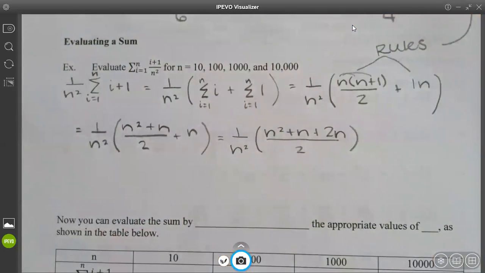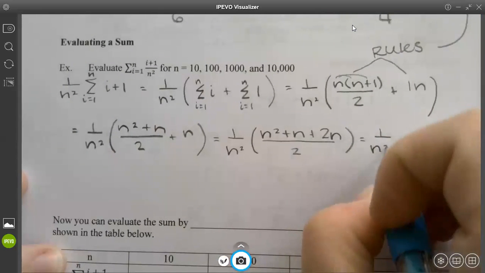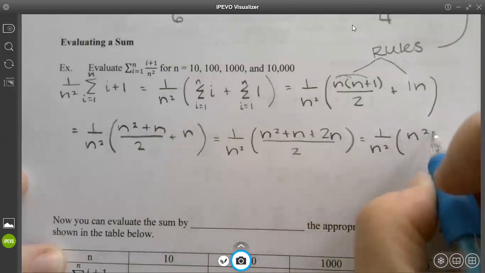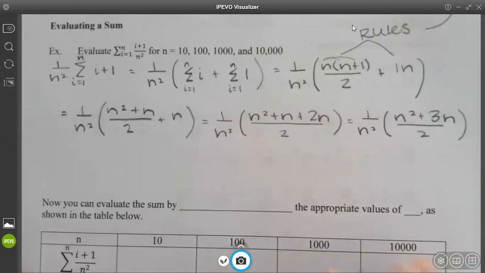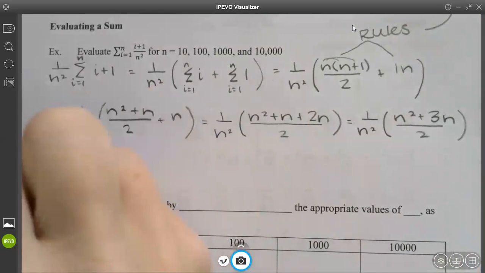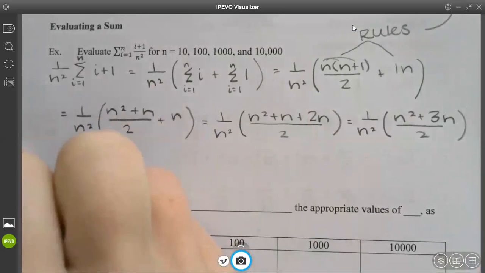Is everybody okay with that part? Again, to put n over 2, you have to put a 2 on top. So 2n over 2 is what we have on the n. Clean it up. We have n squared plus 3n over 2. What can I do now? Multiply straight across. That'll be fun. So n squared plus 3n over 2n squared.